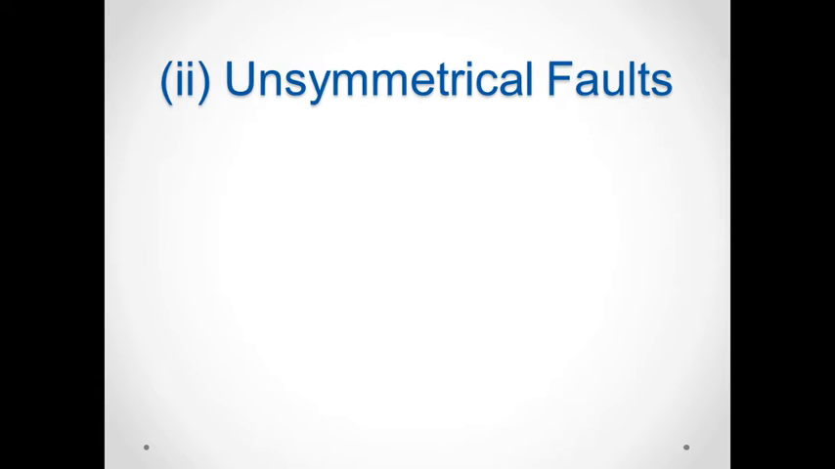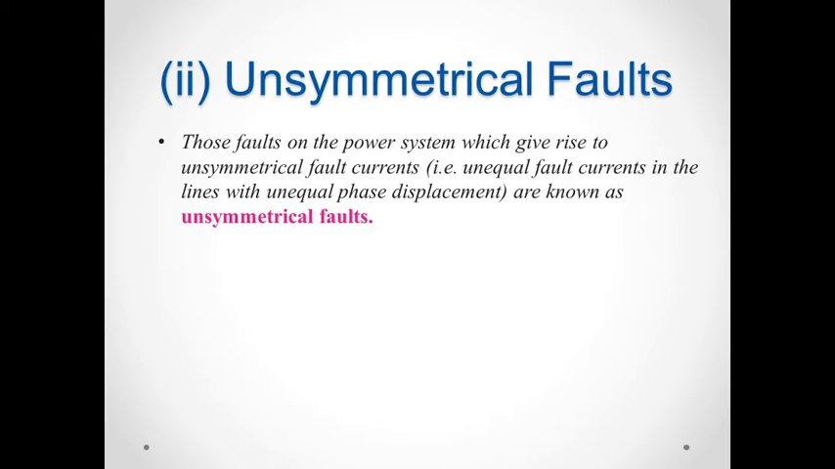The second type is unsymmetrical faults. As the name says, there is no symmetry. The phase displacement in the symmetrical case was 120 degrees, but here the fault current phase displacement can be any value. It can be 30 degrees, 40 degrees, or even 50 degrees.